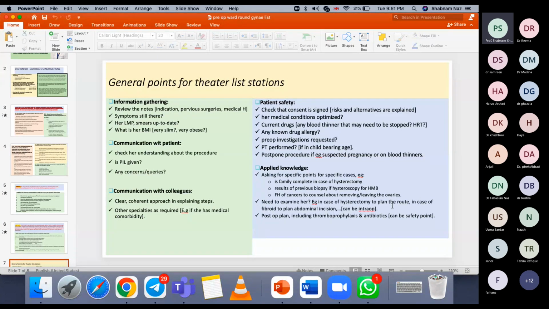Need to examine her in case of hysterectomy to decide the mode and route of the hysterectomy, in case of fibroid or planned abdominal incisions. Then we will decide: Pfannenstiel or midline. Post-operative plan including thromboprophylaxis and antibiotic prophylaxis. So you have to keep all these points in your pre-operative theater list. So this is information gathering, communication with patient, communication with your colleague, patient safety and applied clinical knowledge.